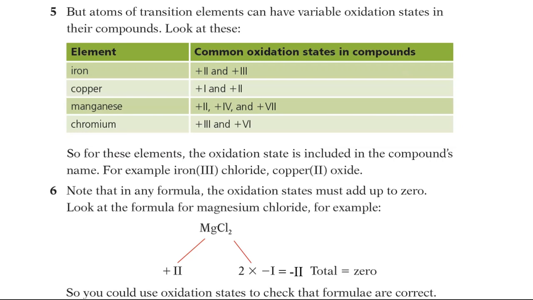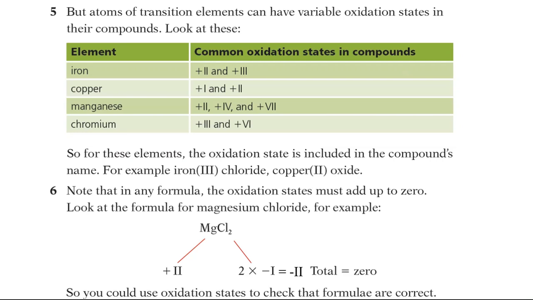Look at this formula for magnesium chloride. For example, magnesium chloride, MgCl2. Magnesium is second group in the periodic table. So second group element, what is the oxidation state? It is +2. Means it is giving 2 electrons to the chlorine. So +2. Similarly, chlorine Cl, it is in the 7th group in the periodic table. It will take 1 electron.